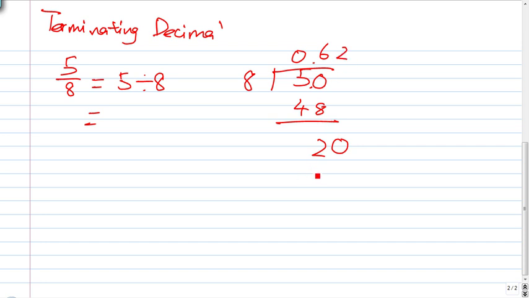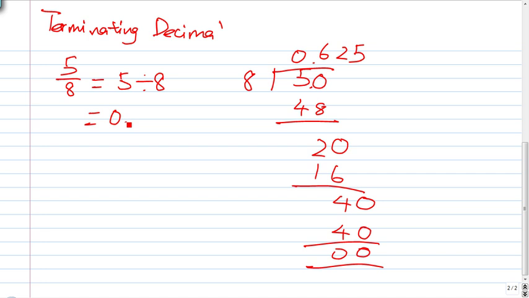2 times 8 is 16. Add a 0. And last but not least, 5 times 8 is 40. So your answer is 0.625. This is an example of a terminating decimal. If you look at the decimal, it contains a finite number of digits.